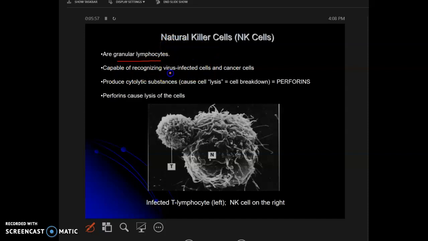They are capable of recognizing virus-infected cells and cancer cells. They will produce certain cytolytic substances that will cause the breakdown. So they will punch holes. They will produce perforin. Perforin are going to perforate, punch holes, and they're going to lyse the invading cell. Again, are these specific to a particular foreign body? No. They will recognize any virus-infected cell.